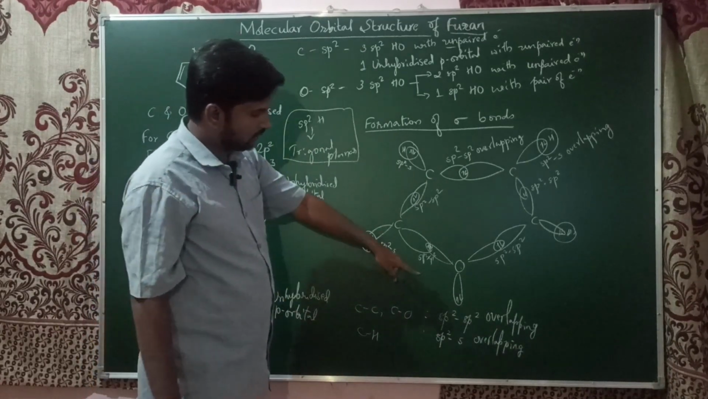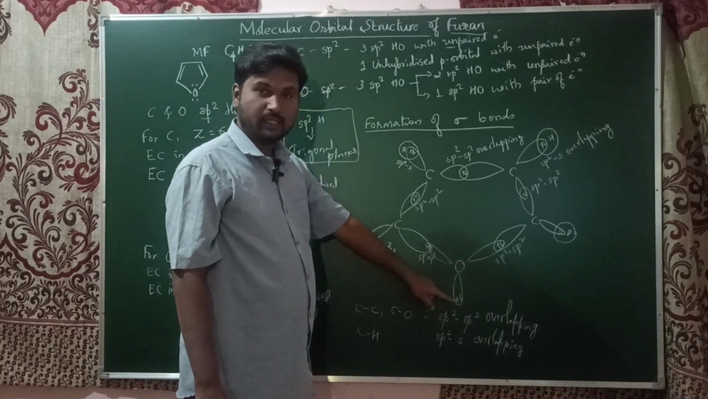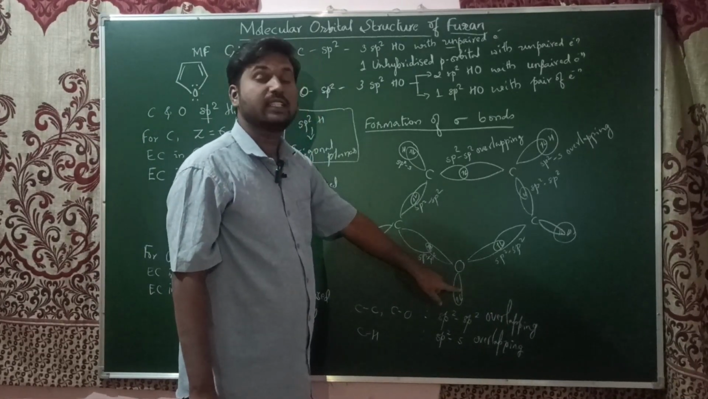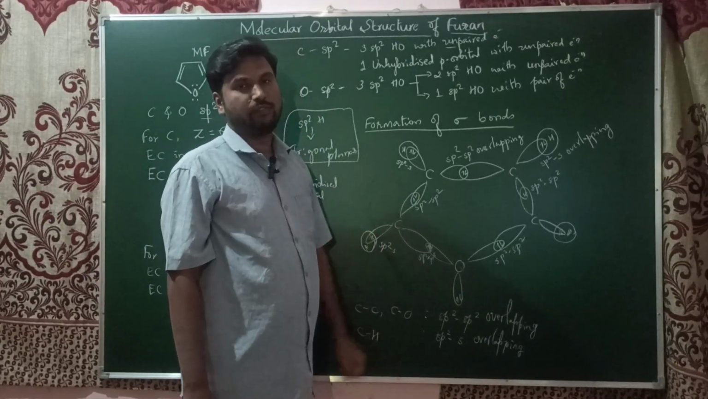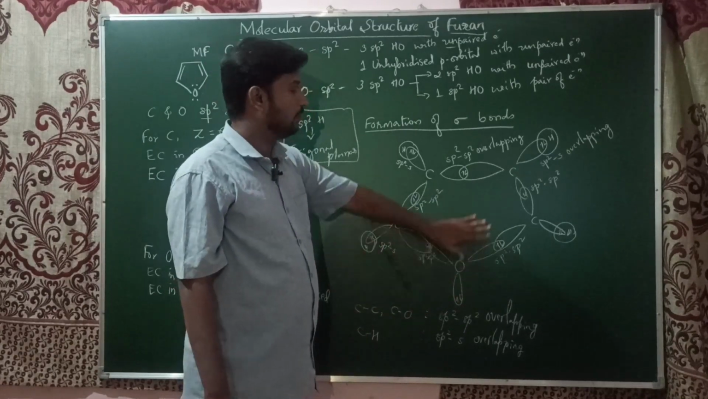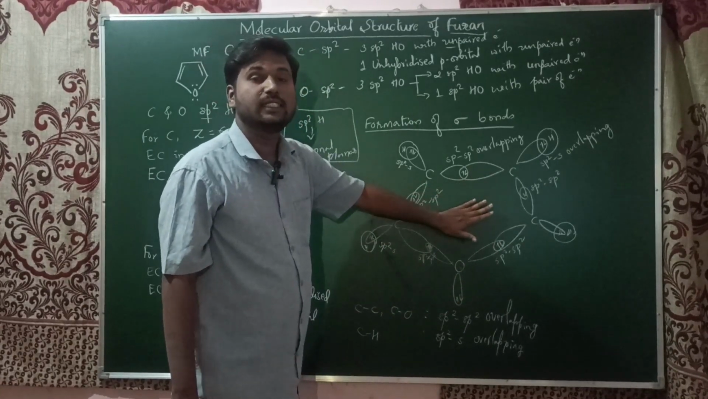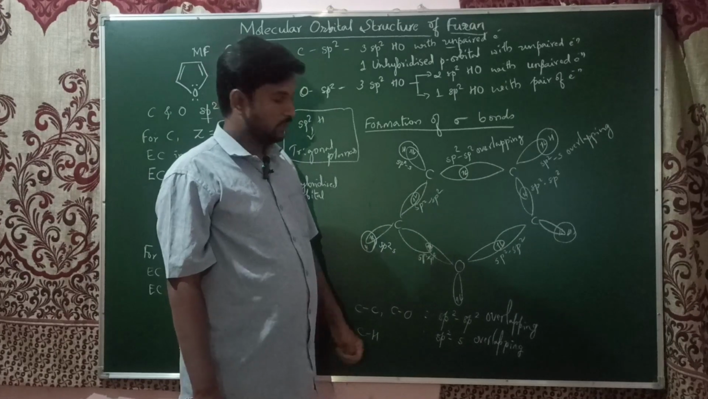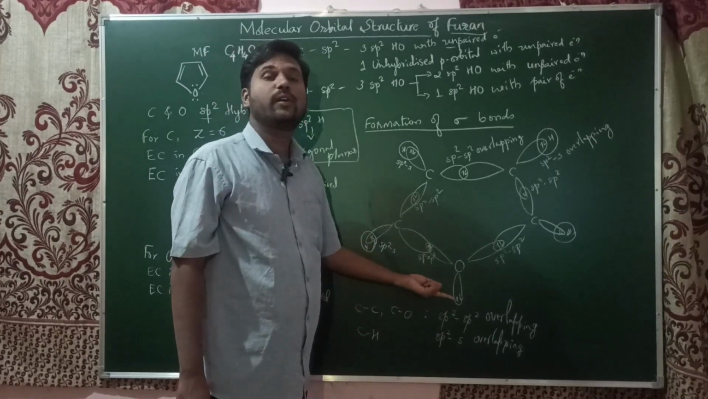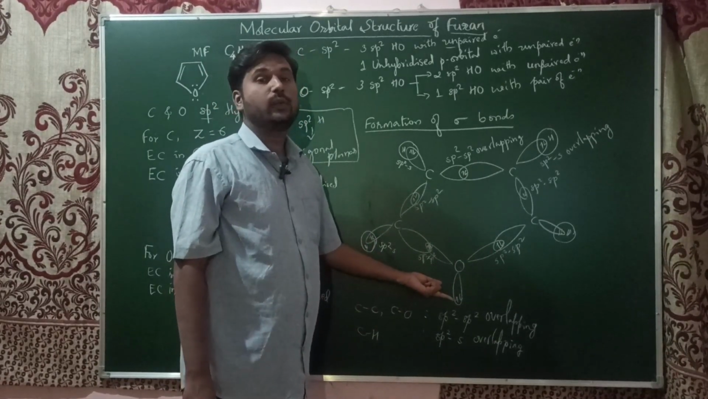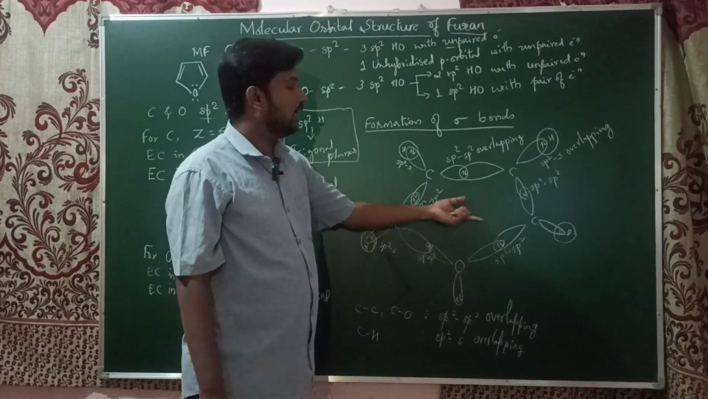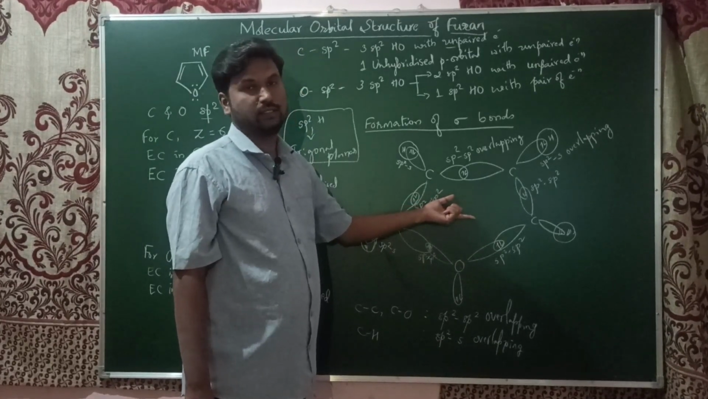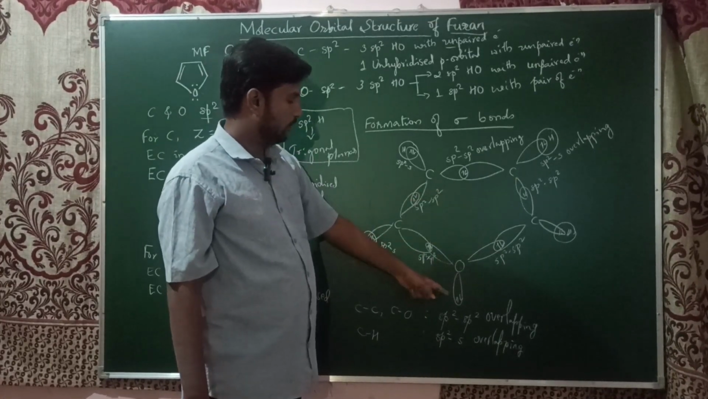And please remember, this is also very important, the oxygen still contains a lone pair of electrons in the same plane of the sigma bonds. So this is a non-bonding pair of electrons. They are not involved in any kind of bond formation in this compound, furan.